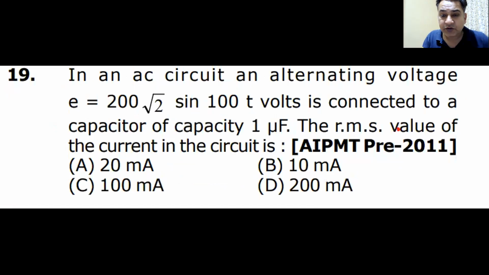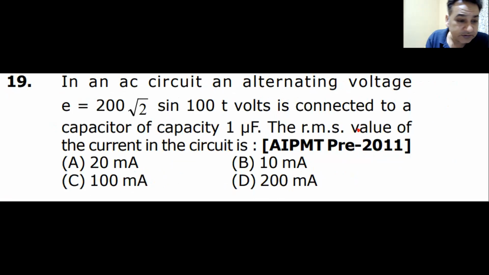Or if a numerical comes, the numerical is very simple. This is NEET 2011. In an AC circuit, an alternating voltage E equals 200 root 2 sine 100t is connected to a capacitor of capacity 1 microfarad. What is the RMS value of current? This is as simple as you get. This is a pure capacitive circuit. I hope you can tell me the answer. Simple question. Since no one is answering, I'll have to do this question.